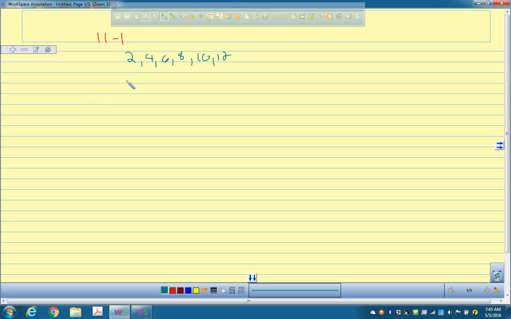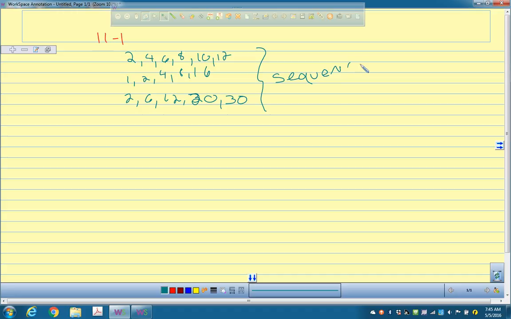1, 2, 4, 8, 16. 2, 6, what came next? 12, 20, 30, etc. All of these things have a name. These are called sequences.